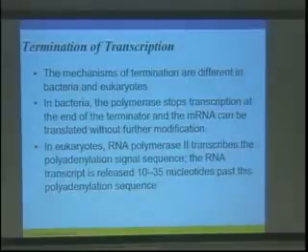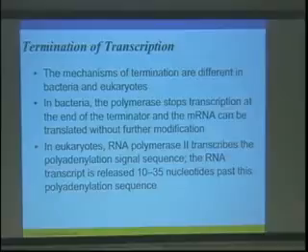Okay. In eukaryotes, the RNA polymerase transcribes what's called a polyadenylation signal sequence. So there's actually a sequence that it runs into that we'll describe in a minute, or tell you the significance of. It's going to actually cause a string of A's to be added to the RNA later. Okay? And then once it reads that sequence, the RNA transcript is released anywhere from 10 to 35 nucleotides past this polyadenylation sequence. Okay? So that's what goes on in our cells, for example.